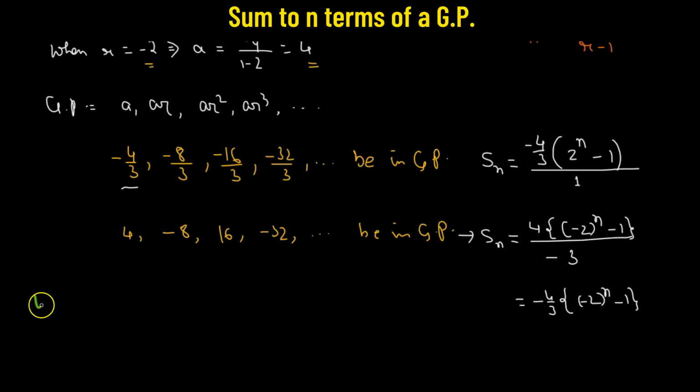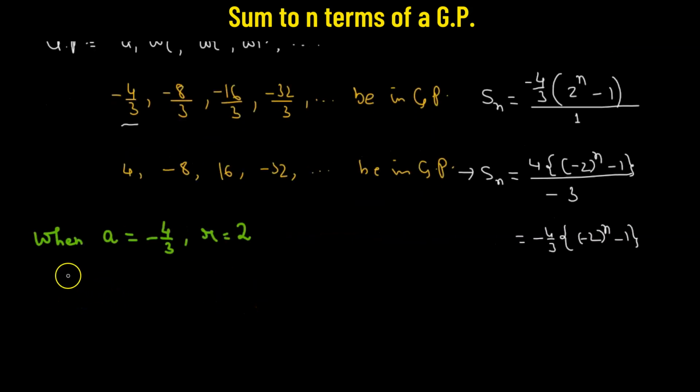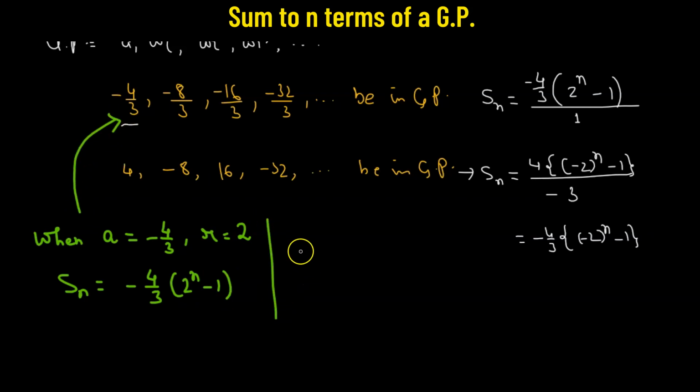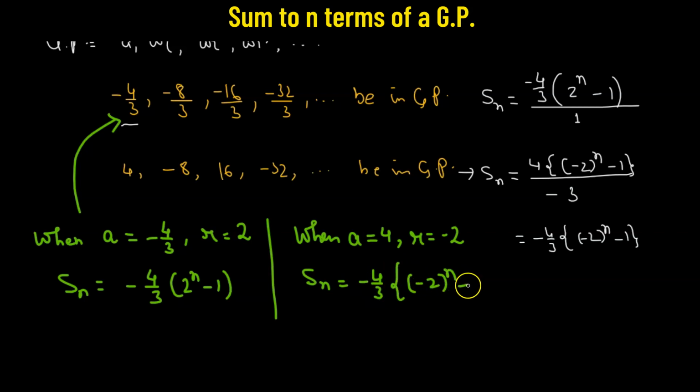So let's note them. Whenever our first term is -4/3 and the common ratio is positive, the sum up to n terms will be -4/3 multiplied by (2 raised to the power of n minus 1), and this corresponds to this particular geometric progression. Then the other case will be when our first term A value is 4 and the common ratio is -2. In that case the sum up to the nth term will be -4/3 multiplied by (-2 raised to the power of n minus 1), and this corresponds to this particular geometric progression.